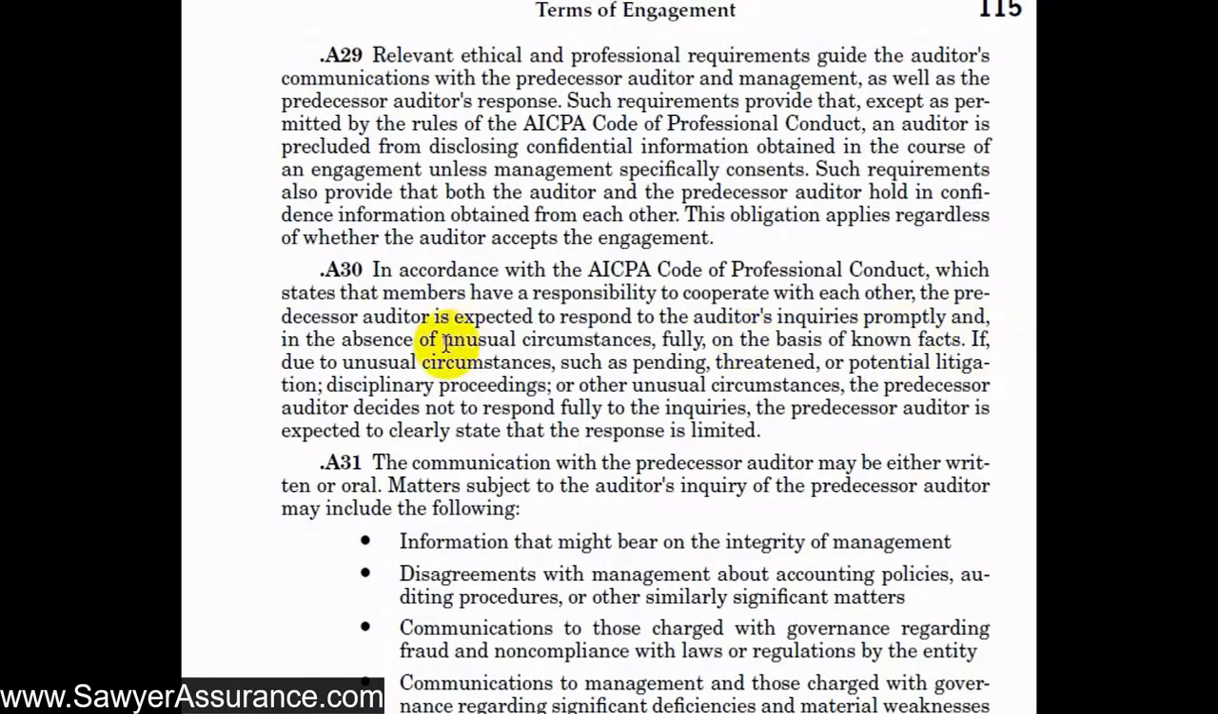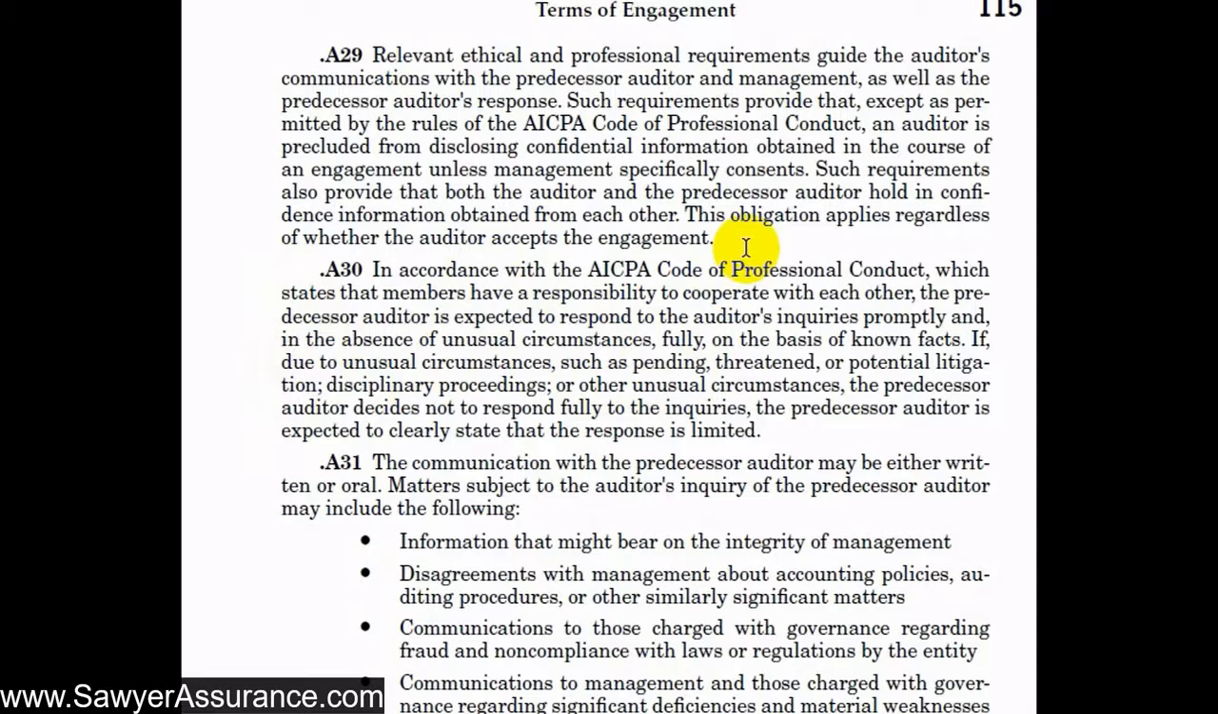And there may be rare circumstances where he can't respond, for instance, if he's in litigation with the client or indisposed, but in that case, he should respond to the inquiries and say that the response is limited for certain reasons. And so typically the request to the predecessor auditor is accepted by the predecessor auditor without much difficulty, and the discussions are usually professional.